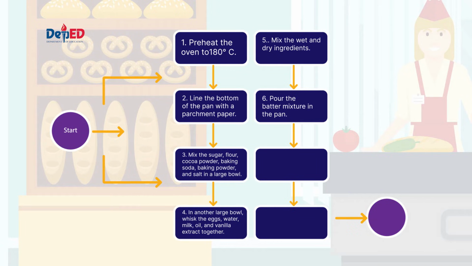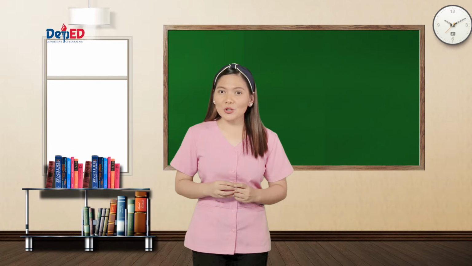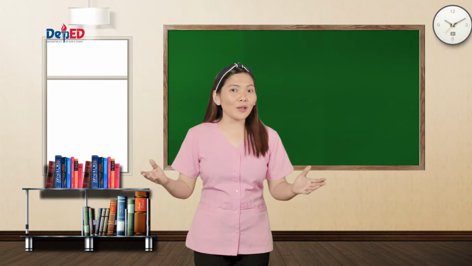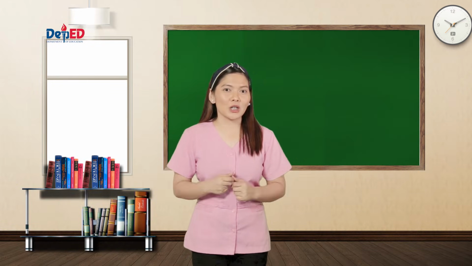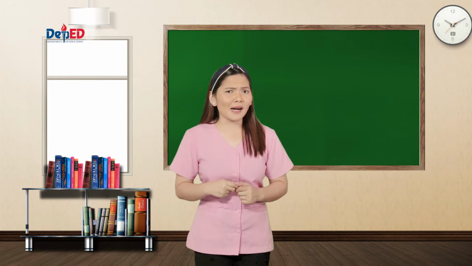Then, pour the batter mixture in the pan. Put it in the oven and bake it for 25 to 30 minutes. We now have a flow diagram that shows the process of baking chocolate cake. And you should also know by heart that a flow diagram is a visual illustration of the sequence of steps or decisions necessary to accomplish a process.